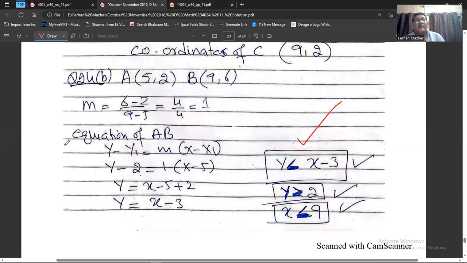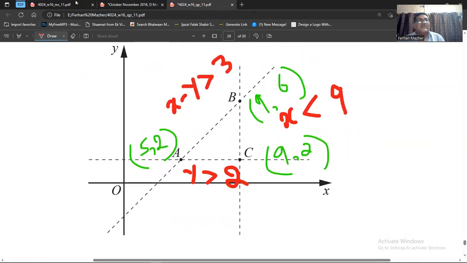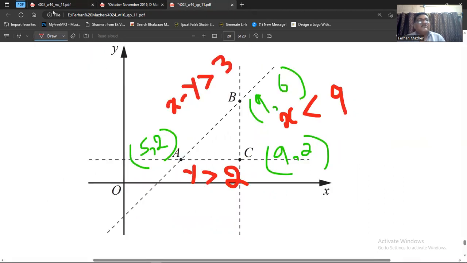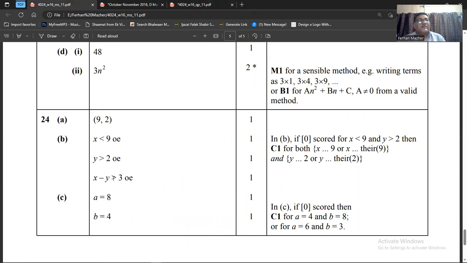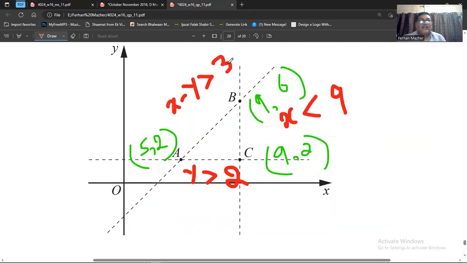I have written them also. Let's check. x is less than 9. Okay. y is greater than 2. Okay. And x minus y is greater than 3. Here I've changed it. It's perfect. And this is the way in the book.